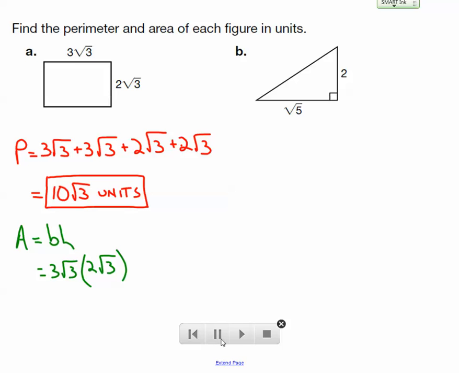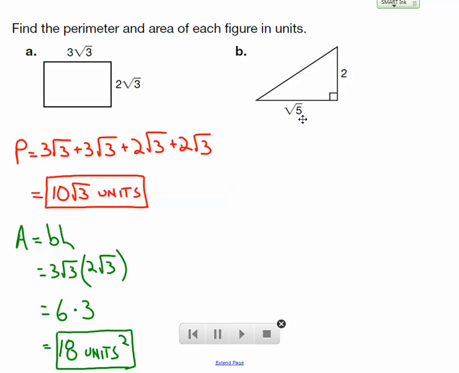So let's do 3 times 2 first. 3 times 2 is 6. And then we can also do the square root of 3 times the square root of 3. And we know that the square root of 3 times the square root of 3 is just 3. And then we'll just do 6 times 3 is 18. So it's 18 square units. One more time on that. 3 times 2 is 6. Square root of 3 times square root of 3 is 3. And 6 times 3 is 18.